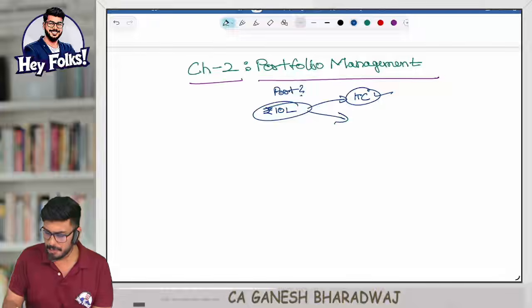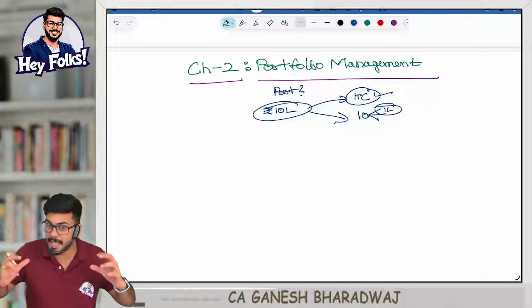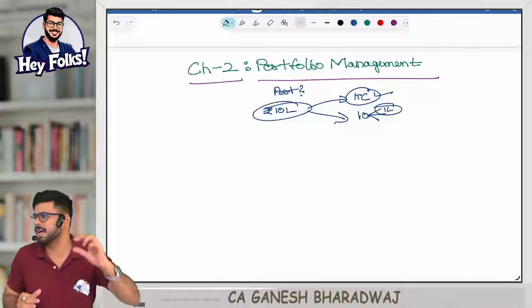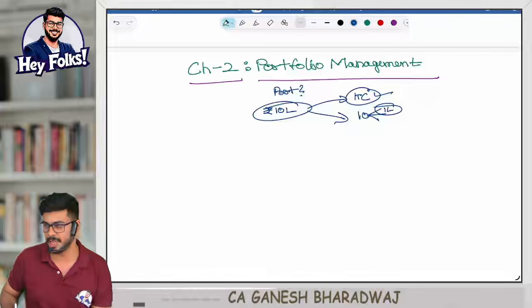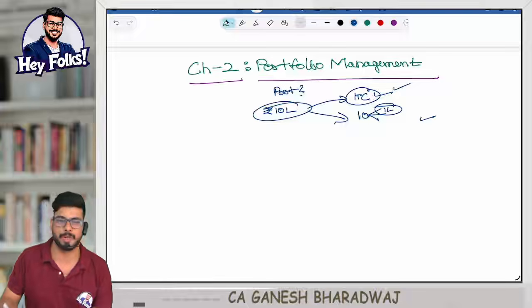Or option number two, with this 10 lakh rupees I invest in 10 different shares for 1 lakh rupee each. In this case overall I've invested only 10 lakhs, but I didn't invest the entire 10 lakh in a single stock. I have invested 1 lakh each across 10 different stocks. Now you tell me guys, which one would you prefer? Would you prefer option A or option B? Come on, quick. Okay, most of you are saying B.